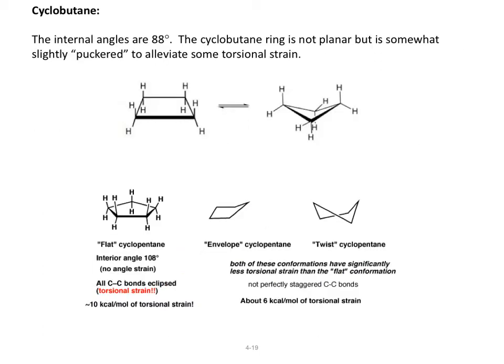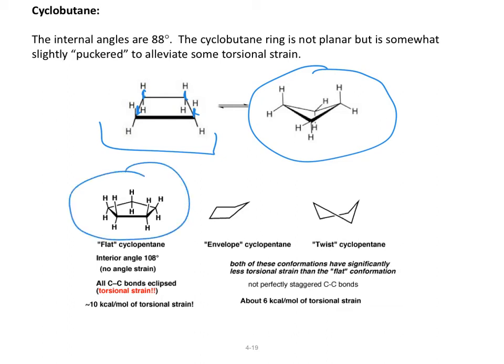In cyclobutane, the internal angles are 88 degrees, and it will actually adopt a somewhat puckered form to alleviate some of the eclipsing interactions, because if it was flat, see how these CH bonds would all be lining up with each other? So it puckers to prevent that.